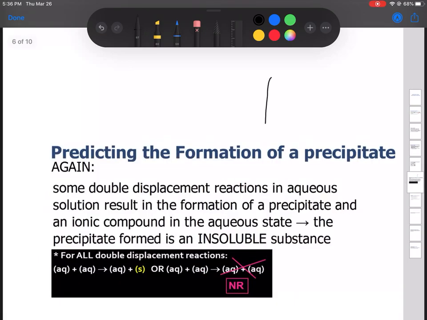Okay. So then what happens when you are writing a reaction? You have 2 choices. When you have the reactants, they are always going to be aqueous, and you're either going to get a solid or you're going to get 2 aqueous products, which makes no reaction. So you should not get 2 solids. That doesn't make any sense.